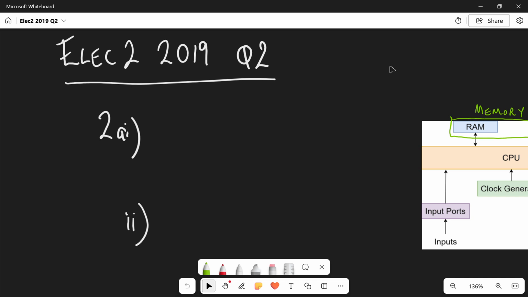ELEC2 2019 question 2. Okay, so part A. The block diagram for a PIC microcontroller is shown below. Which block contains the whole program? So for part 1, which block contains the whole program?